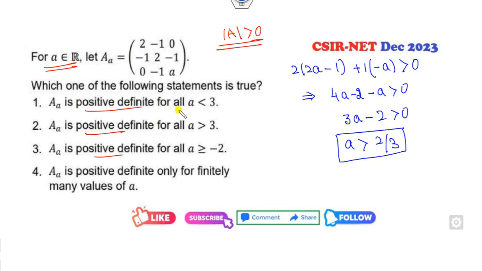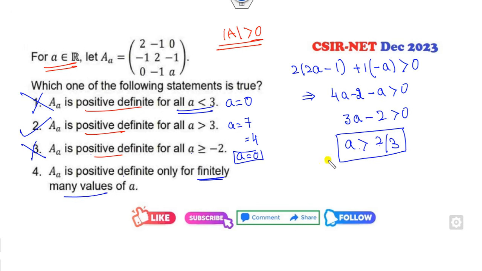It is positive definite for all a less than... wrong, because if you simply choose a as 0, it is not satisfied. It is positive definite for all a greater than 3. Yes, it is true, because if you choose a equal to, say, 7, it is satisfied. If you choose a as 4, again satisfied. Positive definite for all a which is minus of 2, wrong, because if you choose a equal to 0, it is not satisfied. It is for finitely many, but it has infinitely many numbers. Fine. Because it is positive definite, it may have the equality as well. So the right option is B.